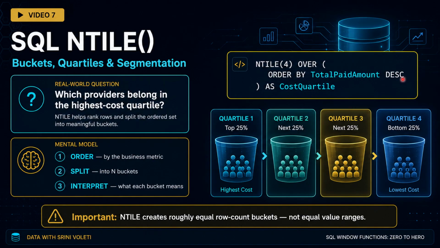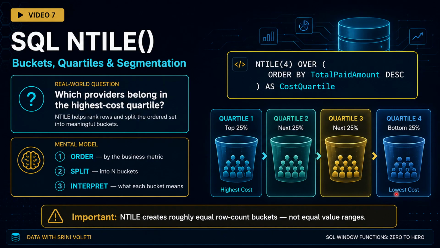Second, split the ordered rows into n buckets. NTILE of 4 means 4 buckets. NTILE of 5 means 5 buckets. The number inside NTILE controls how many groups SQL tries to create. Third, interpret what the bucket means. Bucket 1 might mean highest cost providers. Bucket 4 might mean lowest cost providers. But that meaning comes from the ORDER BY direction and the business question.